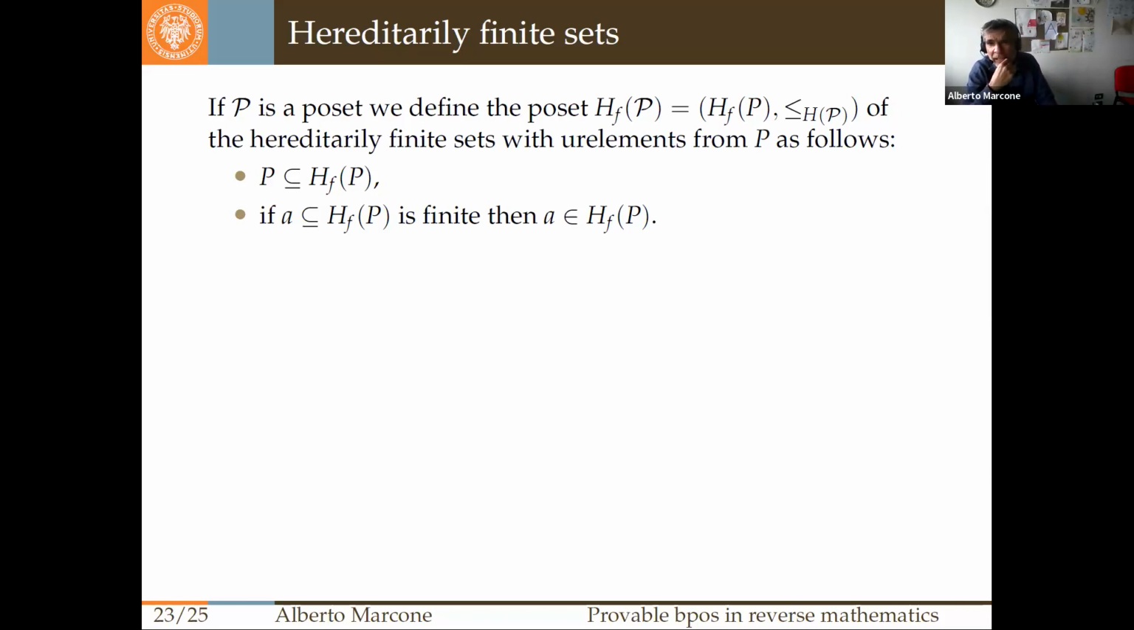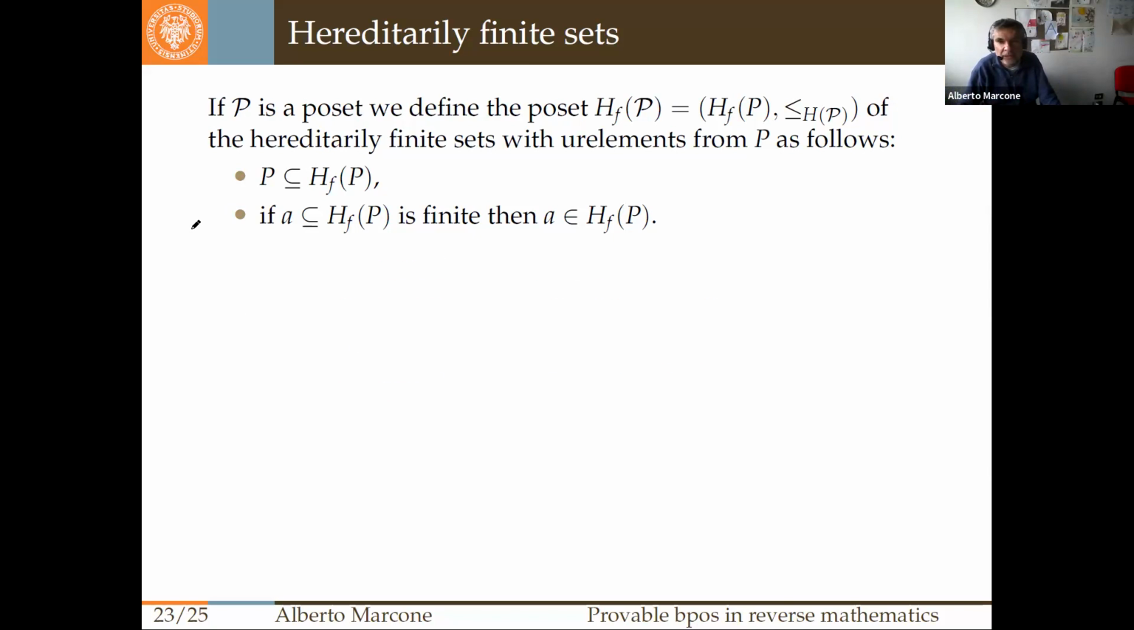We have a poset and we define another poset on what we can call the hereditarily finite sets with pure elements from P. This has a quite natural definition, I think. P are the pure elements of our construction. And then if you have a finite set of elements which are hereditarily finite sets with pure elements from P, then also that finite set is going to be a new set in that construction. So this is a quite standard set theoretic construction. You start from elements of P and build finite sets, and finite sets of sets you built before, and so on and so forth.